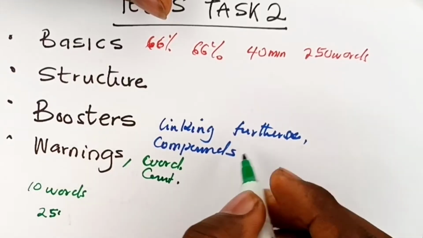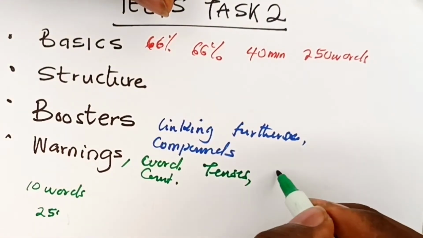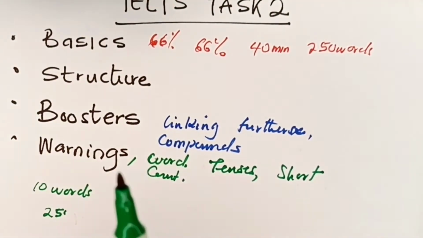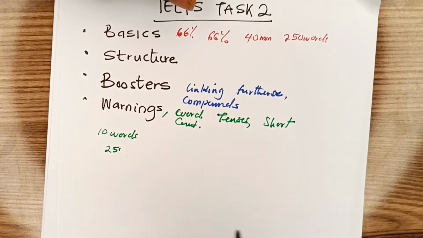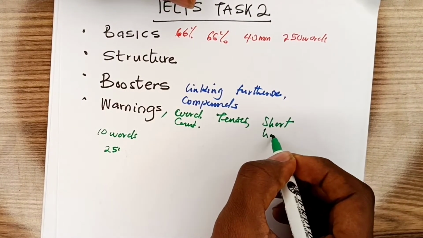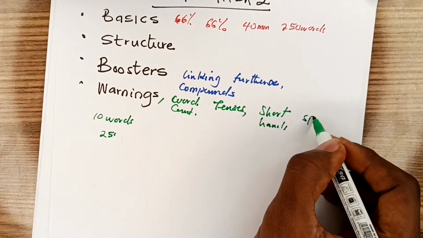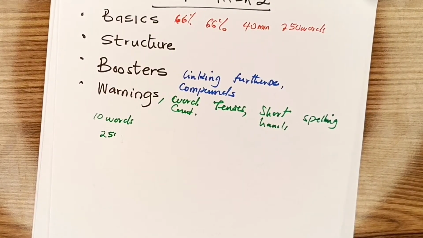All right. Now, watch out for your tenses. Watch out for shorthand. We chat a lot on social media, so most people have sort of lost track of their spellings and of full words. So watch out for shorthand, as well as your tenses. Watch out for spelling. All right, so these are warnings you should pay attention to.